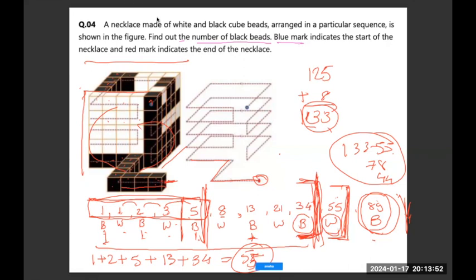Any doubts, any questions? After 8 would be 13, Kavya. 5 plus 8. 5 plus 8 is 13. Any doubts, any questions? Okay.